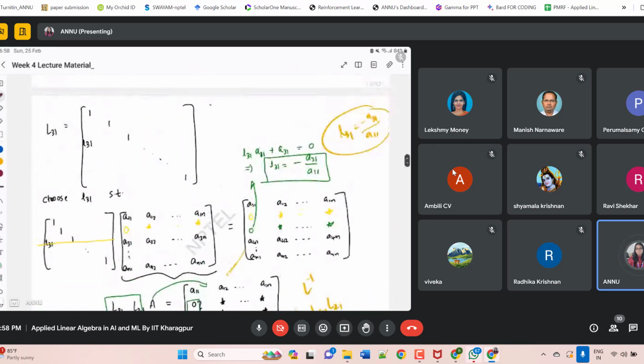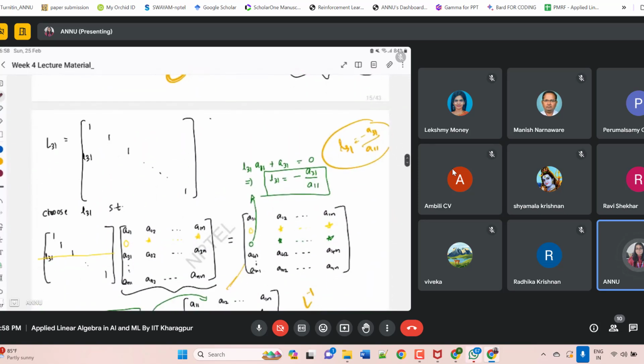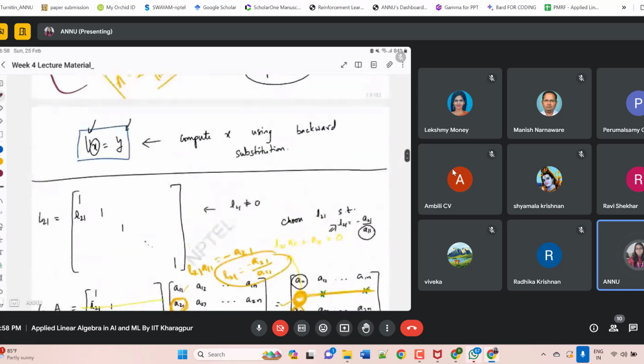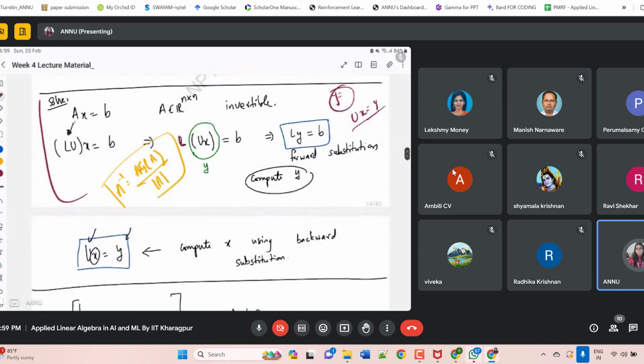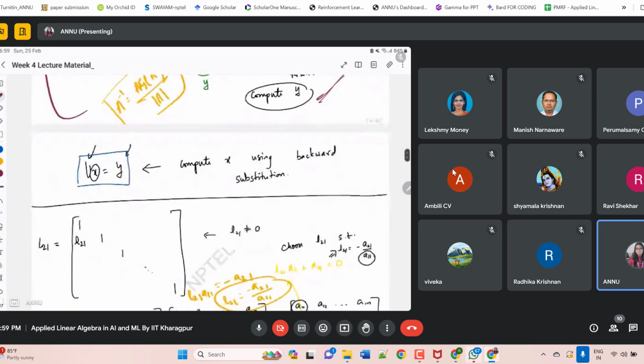Okay, so this thing should satisfy. Let's see from here only. So what is our aim? Our aim is to convert this A into LU decomposition. LU is nothing but L times U, and finally we will solve using forward substitution.